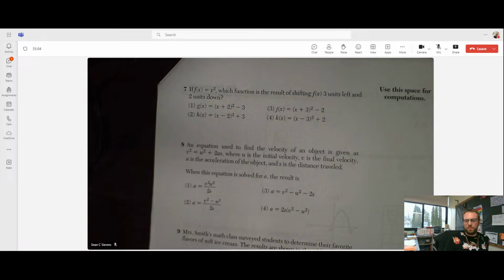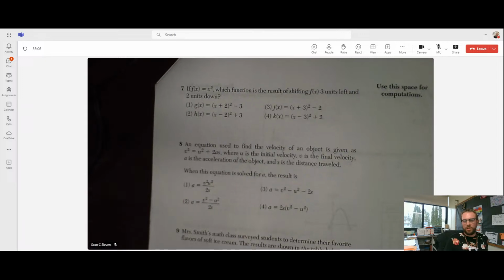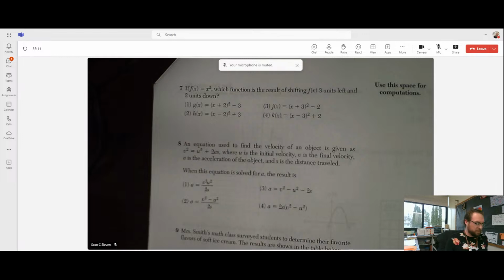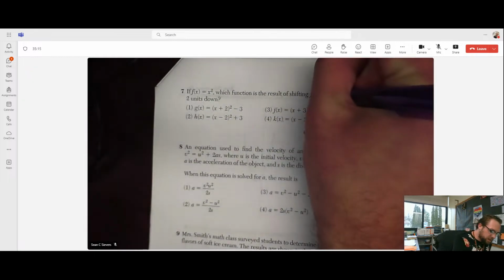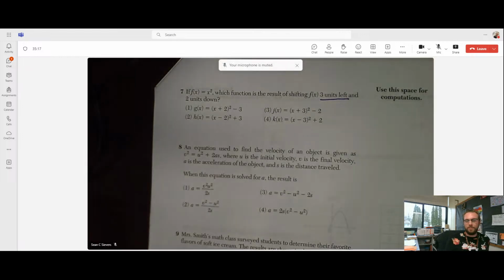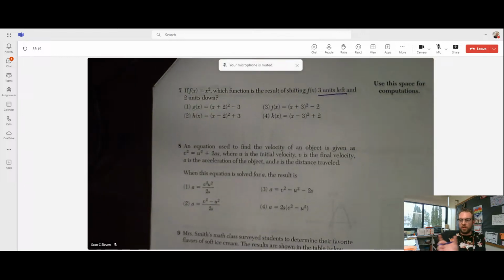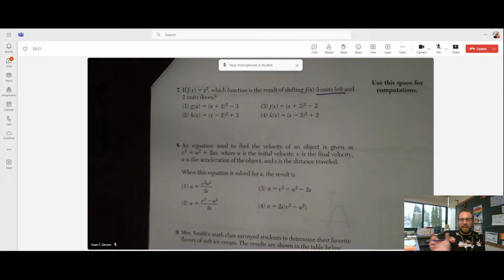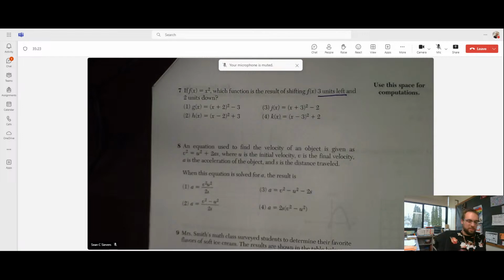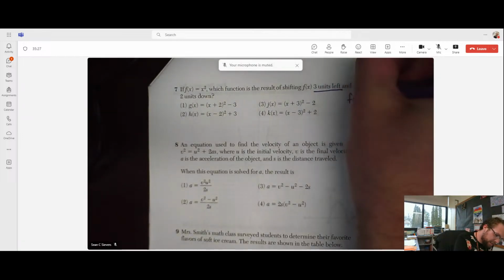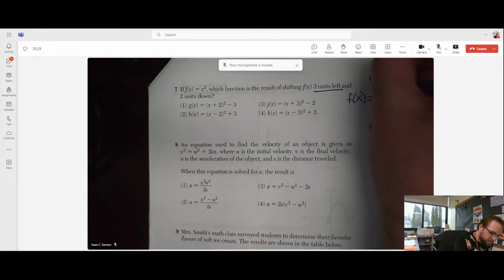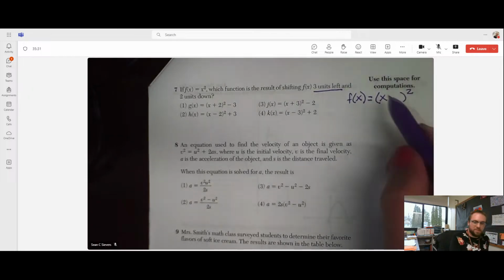So this one's tricky. We have talked about transformations before, or in other words, moving a function, but it's been a little while. So this 3 units left, okay? When we move horizontally along the x-axis, that's going to be the part of the function. So if we have f of x equals, here's my x squared.